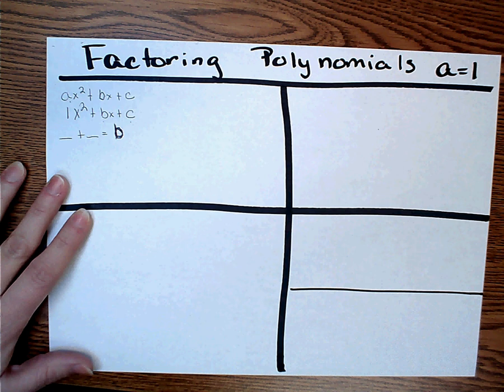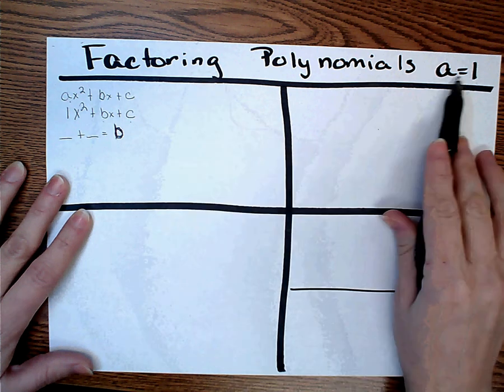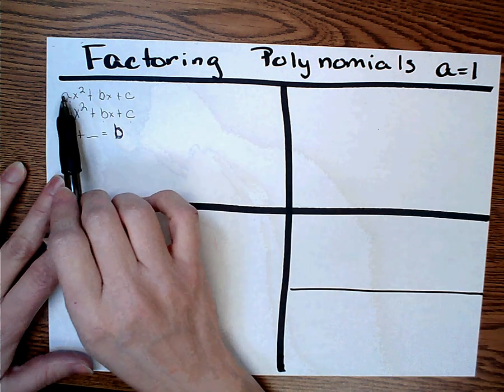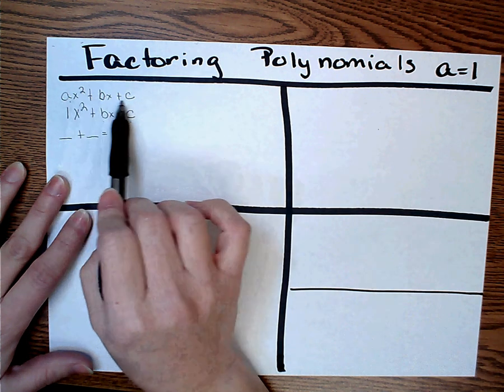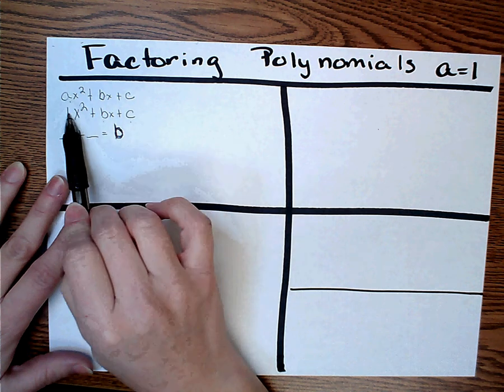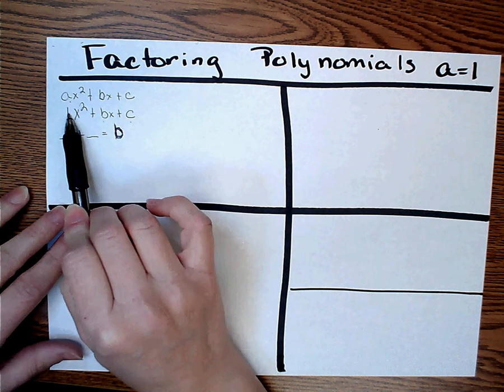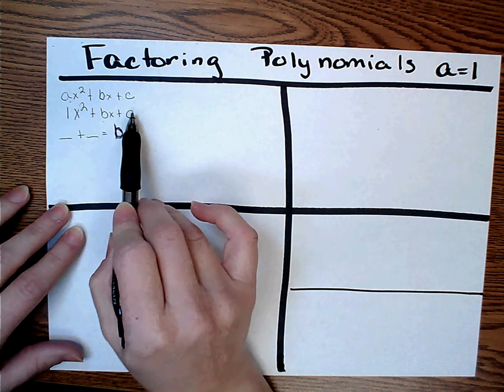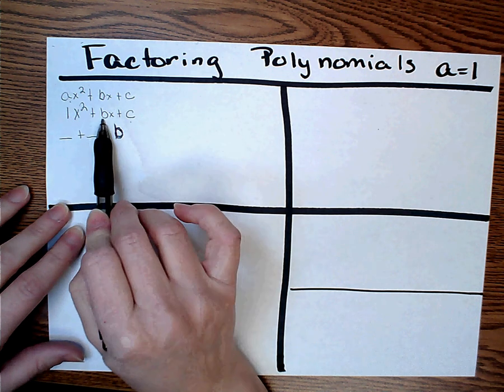Today we're going to be factoring polynomials, and our polynomials are going to have a leading coefficient of 1. So in the formula ax squared plus bx plus c, a is going to be 1 today. Now, there's a really cool thing about this, and that is when you find the factors of c, they've got to add up to b.